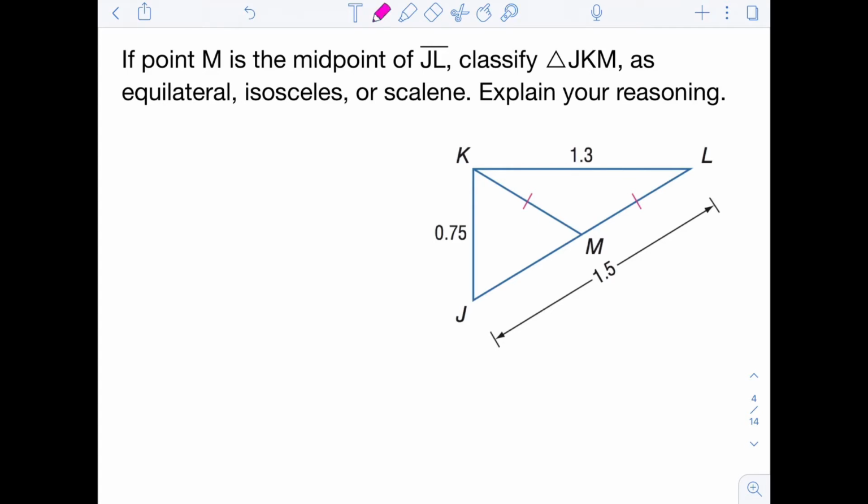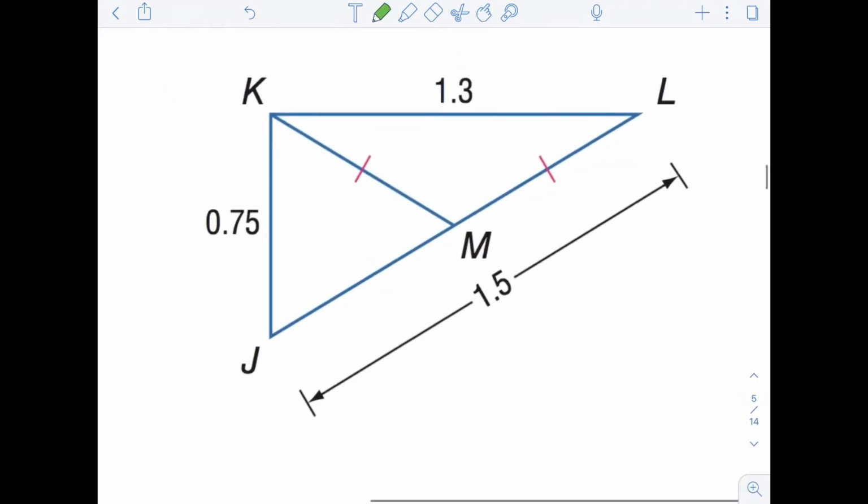But in the problem, it says point M is the midpoint of segment JL. So segment JL is right here, and we know that M is the midpoint of this segment. So that means it's cutting this segment into two congruent segments. So that means that JM is going to be equal to ML right here. They're going to have the same length because the midpoint is cutting this in half. And we also know that ML has the same length as KM right here.